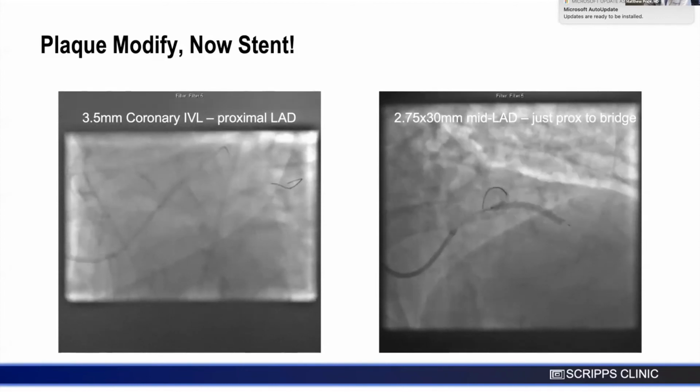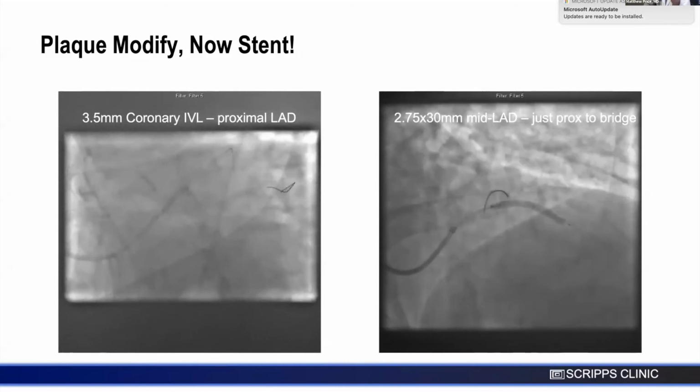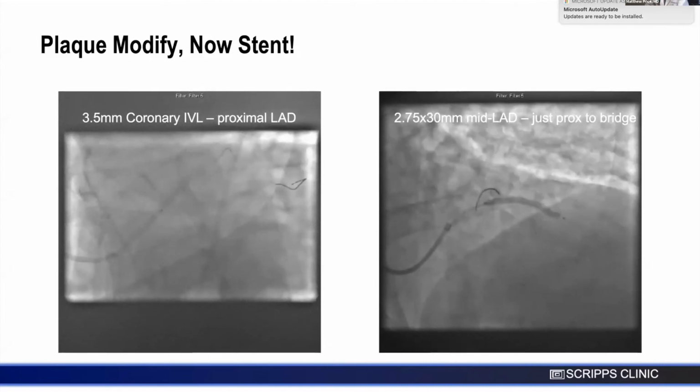3.5 IVL. Who paid for it, Matt? Say that again? Did Paul pay for it? I'm the director of the cath lab, so I guess I have to pay for it now. He's head of everything. I'm just the director of the cath lab.